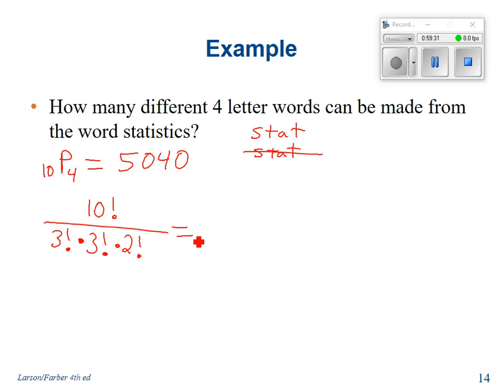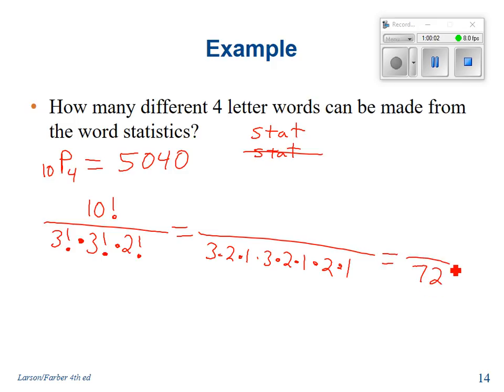And we could just use your calculator and do this. You could do 10 factorial, have that number, then divide it by, here we got 3 times 2 times 1 times 3 times 2 times 1 times 2 times 1. Do we really need these 1s on the bottom each time? Not really. 3 times 2 is 6. 6 times 6 is 36. Times 2 is 72.